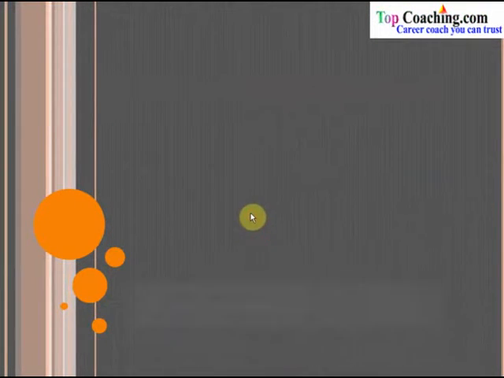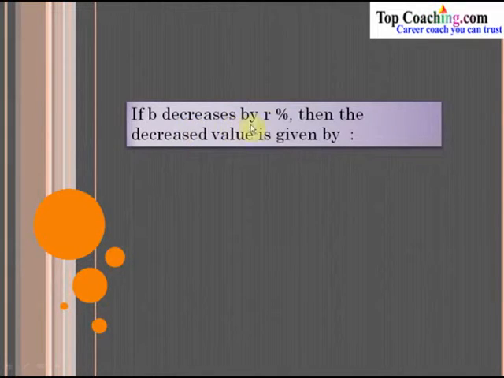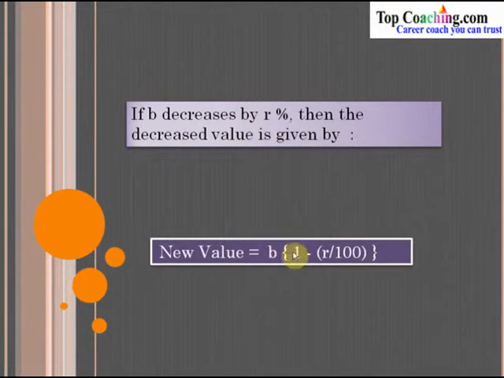So in general, if P decreases by R%, then the decreased value is given by P into 1 minus R by 100. So whenever there is a decrease, there is a minus sign over here, and if it's an increase, there's a plus sign over here. So this is about the percentage increase and percentage decrease.